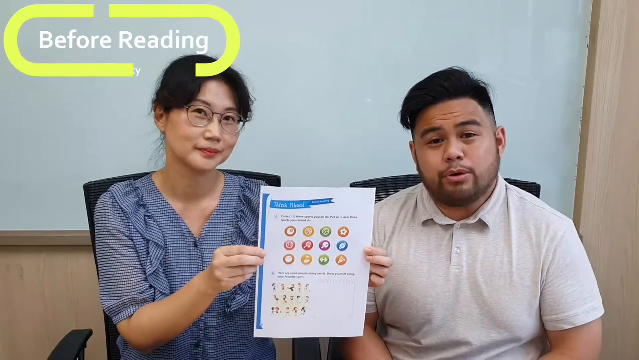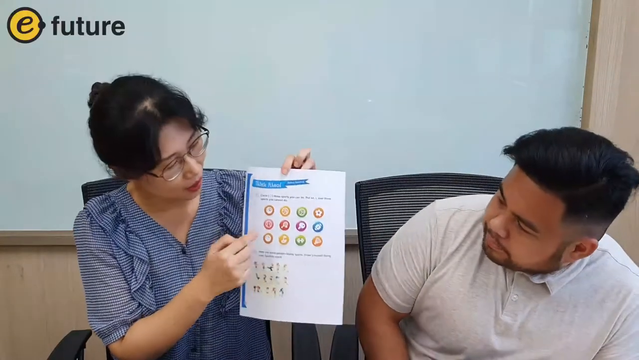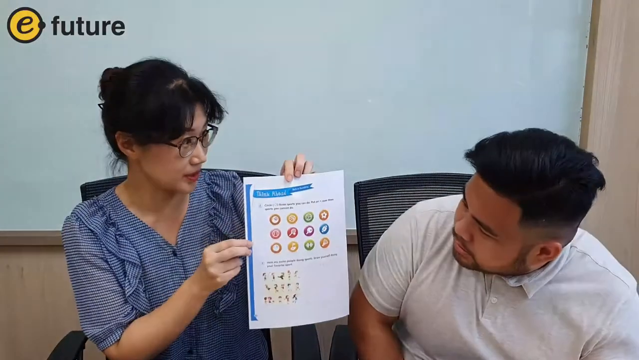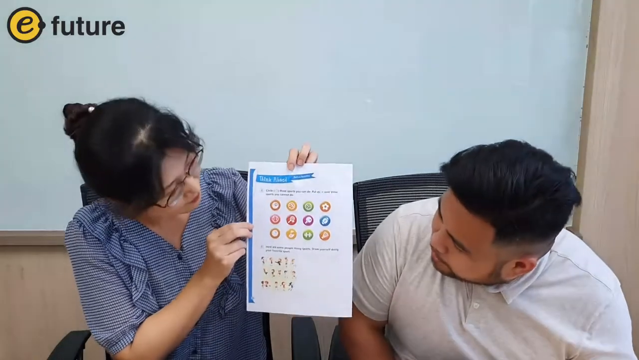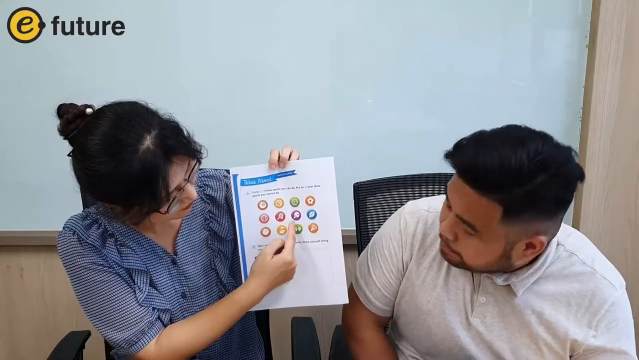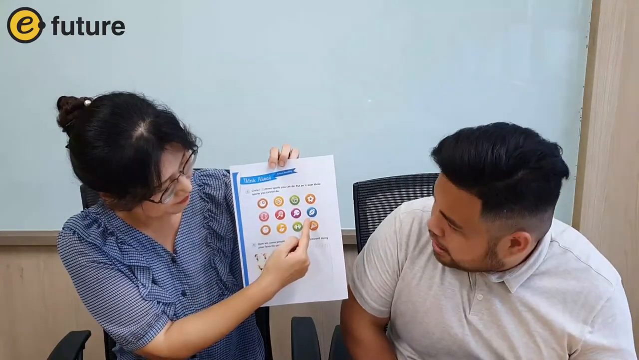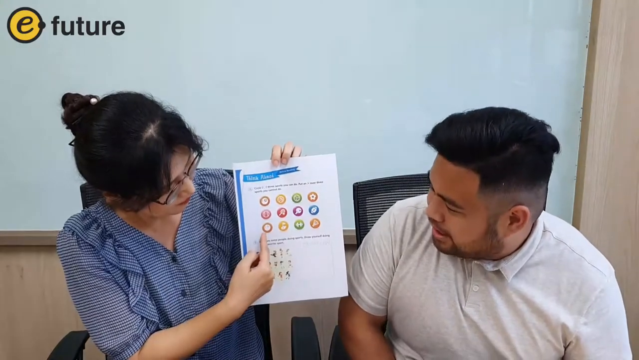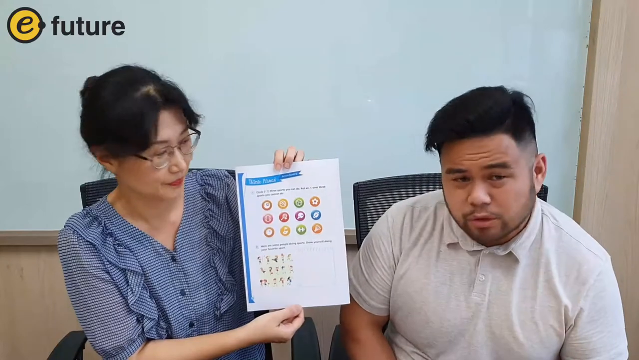Now, let's read the story. Before our story, let's do our pre-reading activity. Here we have some symbols for those sports. We have billiards or pool, basketball, volleyball, soccer, baseball, tennis, ping pong or table tennis, American football, bowling, golf, weightlifting, and badminton. We have a lot of sports here.